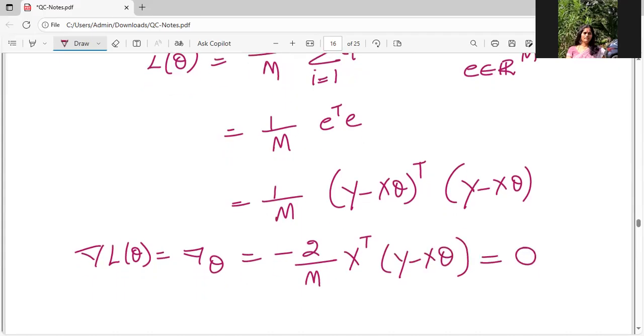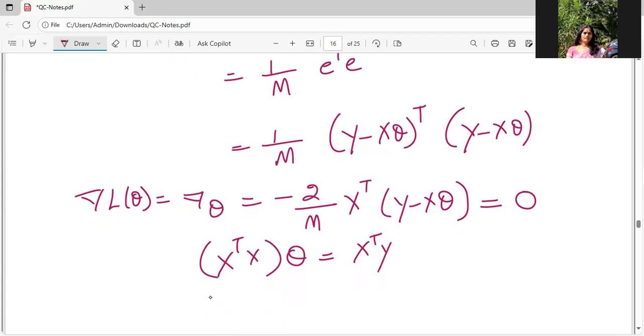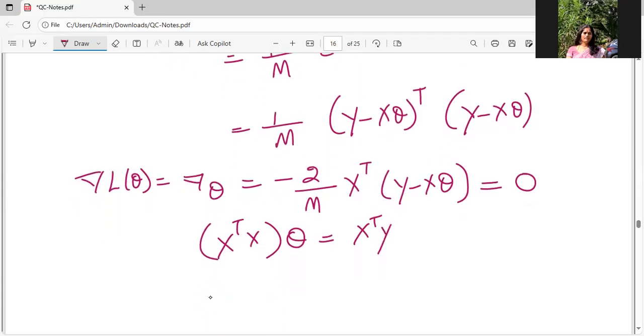Hence, what I will be getting is something like this. X transpose X times theta is equal to X transpose Y. What exactly I have done is just to differentiate it.